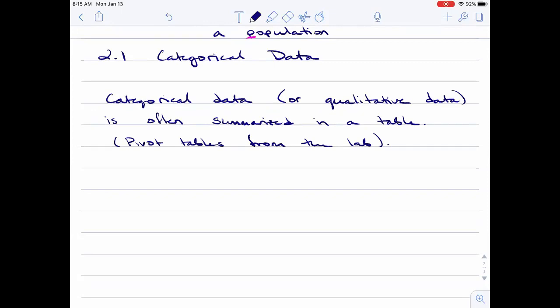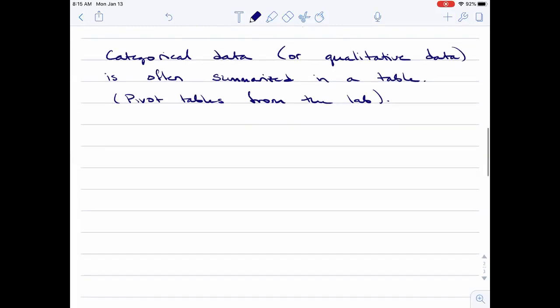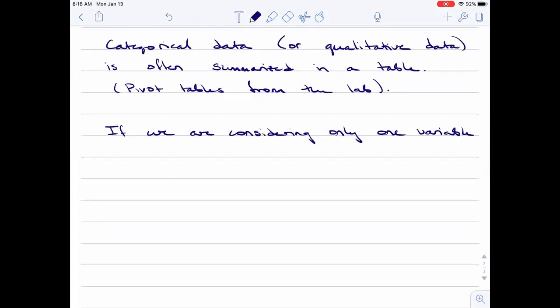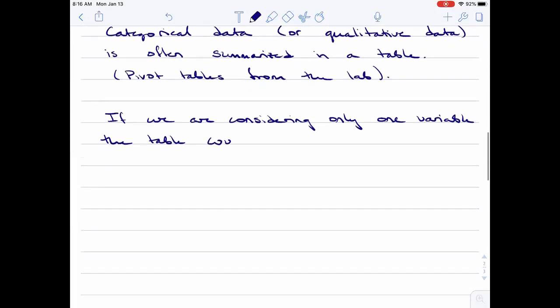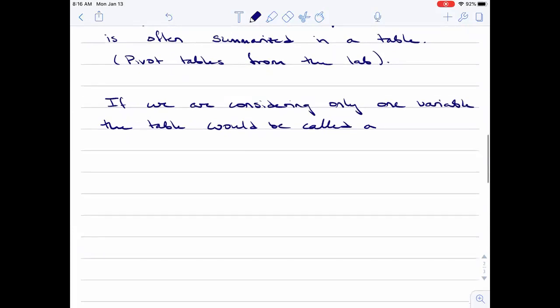If we're only looking at one variable, right, what we're making is called a frequency table. Right? And so if we are considering only one variable, the table would be called a frequency table.